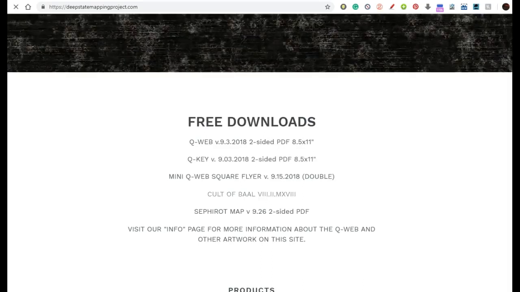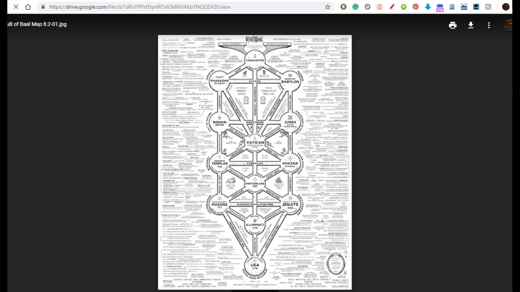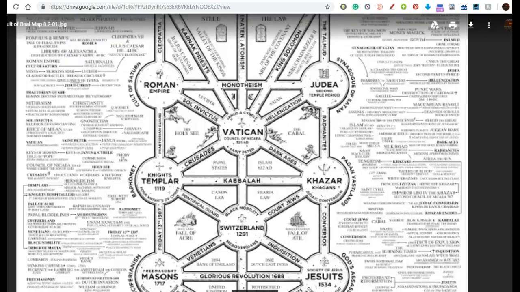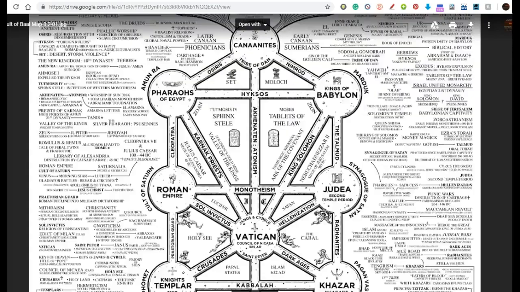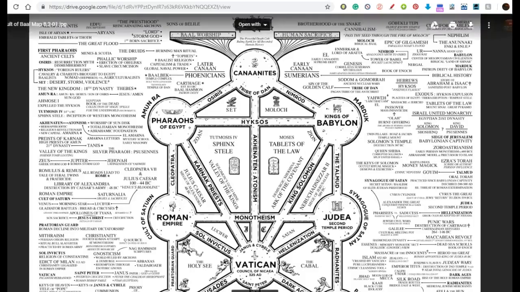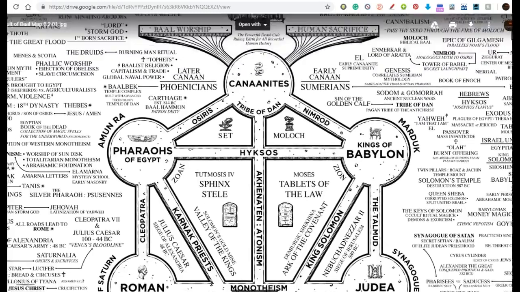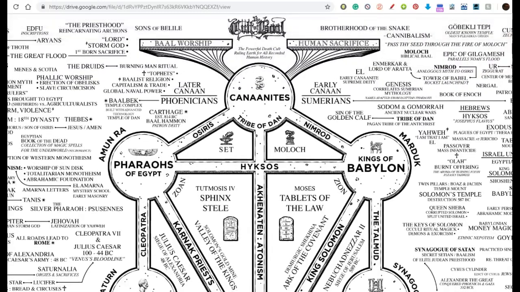So you've got on the left Baal worship and on the right human sacrifice. And so that's sort of the core of this, the cult of Baal. And actually on the Sephiroth version of this, it said Baal worship and cannibalism. And the reason why it was that specifically was because when you take the word Canaanites and add on Baal worship, or just Baal, you get the word cannibal. And that's how the word cannibal came from. And it's because some of these Canaanites, I'm not saying all of them, but some of them were cannibals.